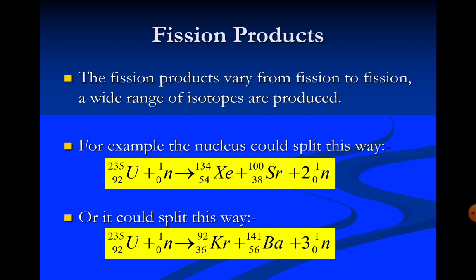Okay, let's look at some fission products. We have, for example, the nucleus of uranium-235-92. It's hit by a slow moving neutron and releases xenon-134-54 plus strontium-138 plus 2 neutrons, or it could be split into krypton and barium. So there will always be a surplus of new neutrons that can split up new nuclei again.